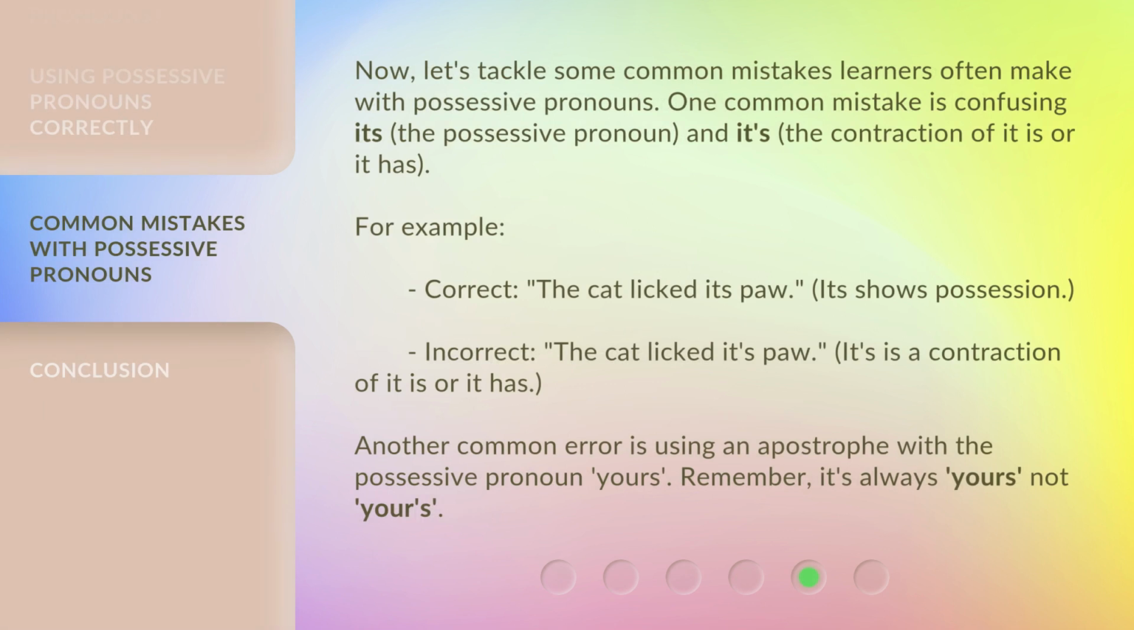Now, let's tackle some common mistakes learners often make with possessive pronouns. One common mistake is confusing its, the possessive pronoun, and it's, the contraction of it is or it has. For example, correct: the cat licked its paw. It shows possession. Incorrect: the cat licked it's paw. It's is a contraction of it is or it has. Another common error is using an apostrophe with the possessive pronoun, yours. Remember, it's always yours, not your's.